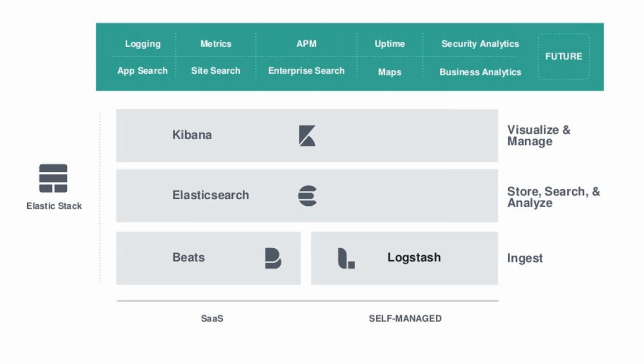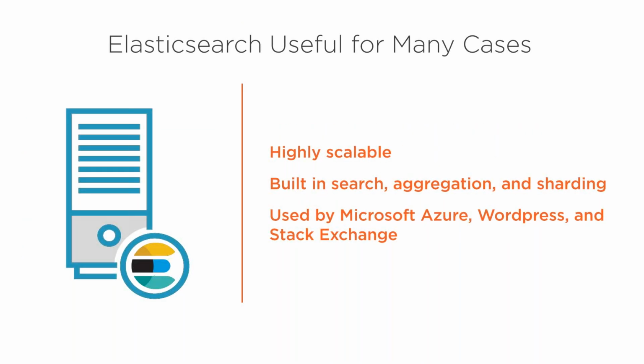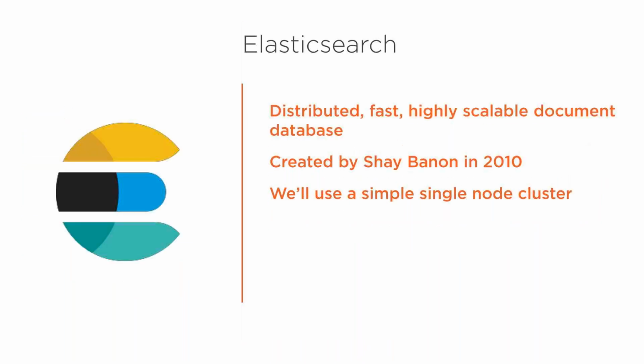And on top of Kibana, what are the things you can do? You can do logging, you can do metrics, you can do APM, uptime, security, analytics, app search, site search, enterprise search, maps, and many other things. So the use cases of Elasticsearch are many actually. There's not just one. But today we'll take it in terms of infrastructure, log analysis, and stuff like that. Elasticsearch has built-in searches, aggregation, and sharding is available. It is used by Microsoft Azure, WordPress, and Exchange, many things.